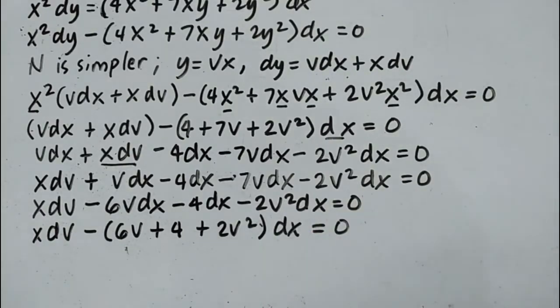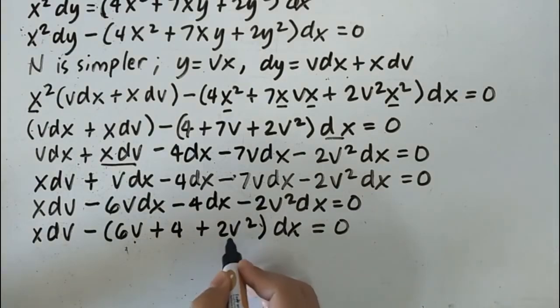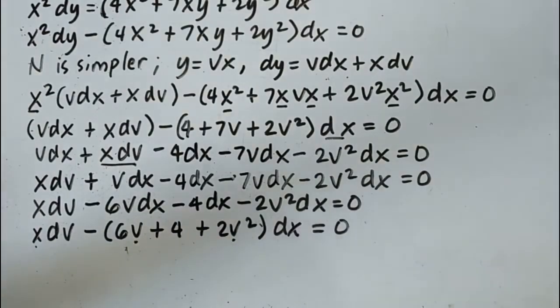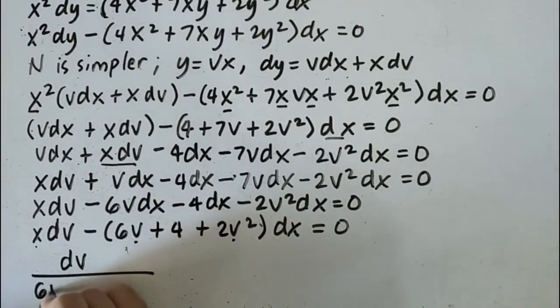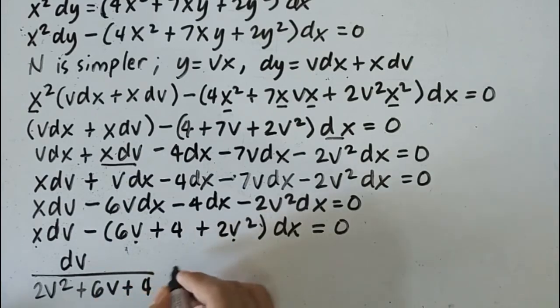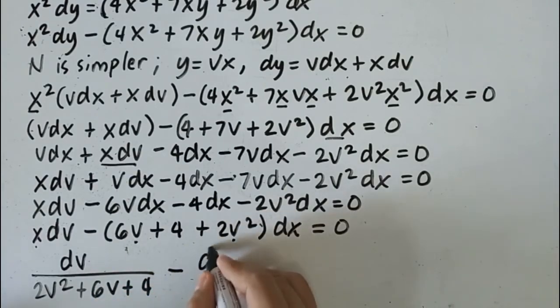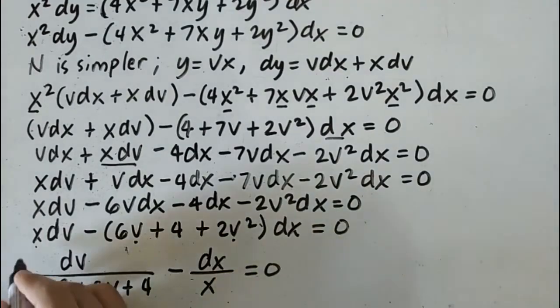So we can now separate the variables because we have only v's here and we have only x here. So by separation of variables, we have dv over 2v squared plus 6v plus 4, we'll just arrange them according to their exponents, minus dx over x equals 0. And then we integrate.